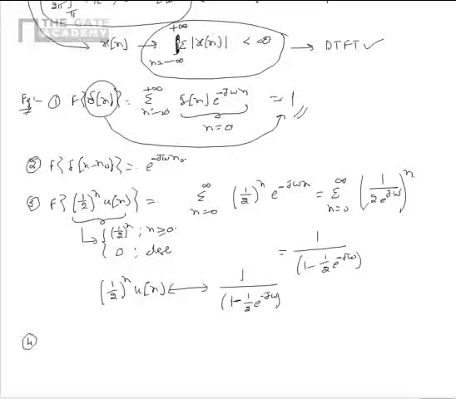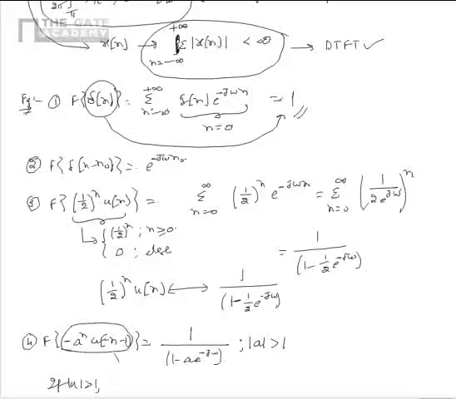So similarly we can prove that given an anti-causal sequence, the Fourier transform of minus a power n multiplied by u of minus n minus 1, the frequency representation is given as 1 by 1 minus a into e power minus j omega if mod a is greater than 1. Because if mod a is greater than 1, the signal minus a power n into u of minus n minus 1 is absolutely summable, and the DTFT of the same exists.